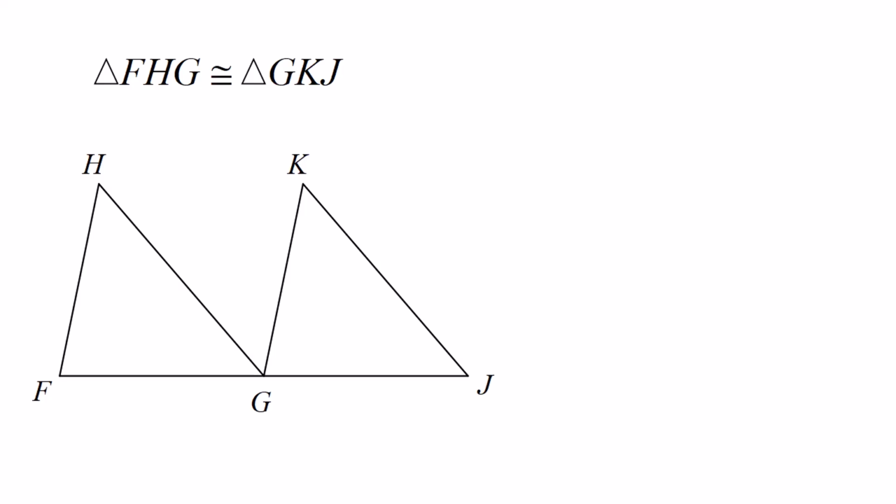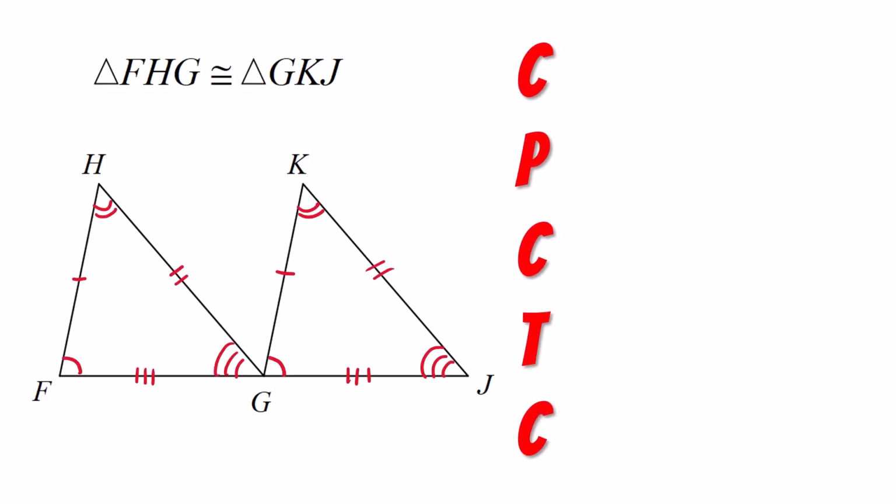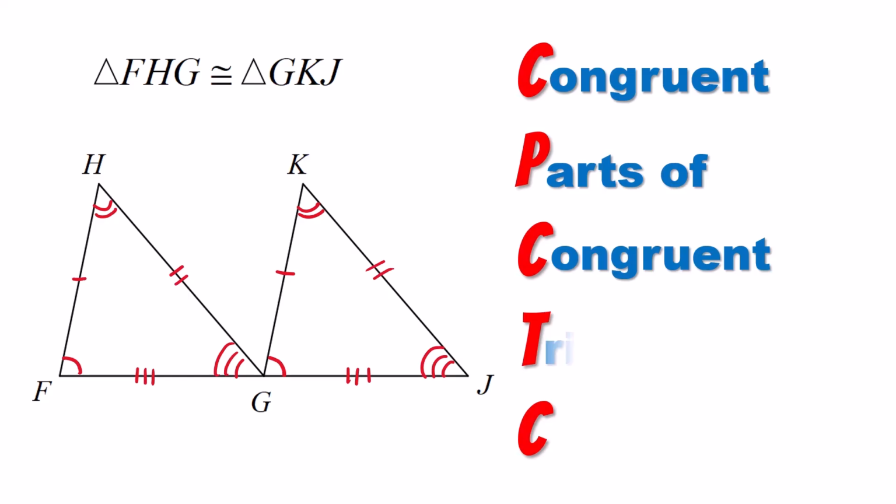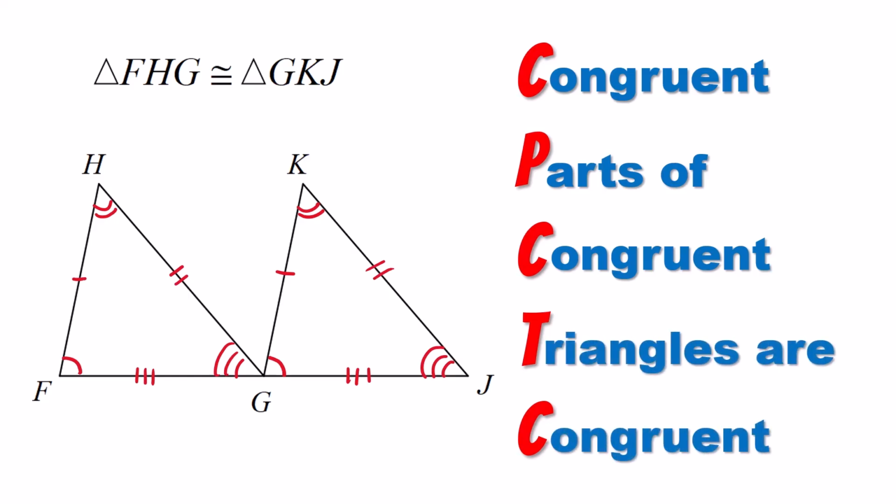So first thing we've got to do, I've got 2 congruent triangles already. You don't have to prove them, but the proofs we're going to be doing today are going to involve something new that you add on at the end of a proof. And that is called CPCTC. What that stands for is congruent parts of congruent triangles are congruent.